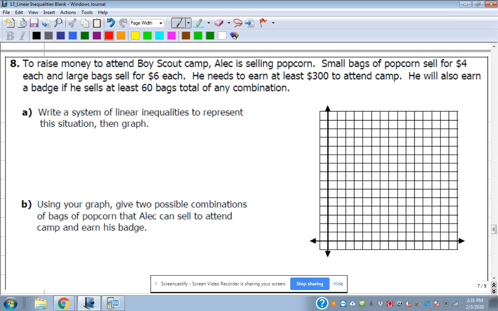So I'm going to call the small bags X. So small is X and large is Y.